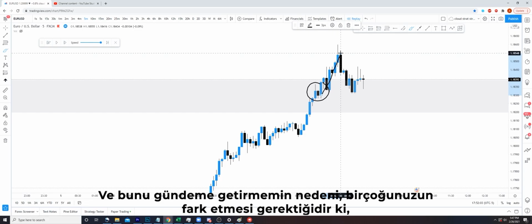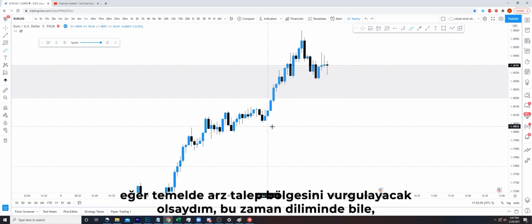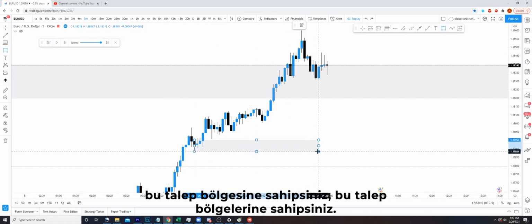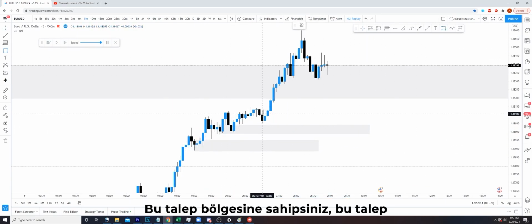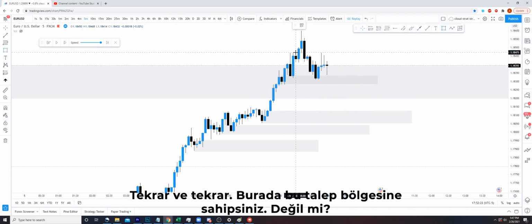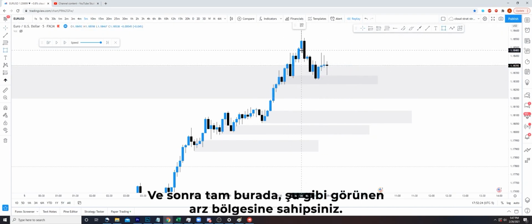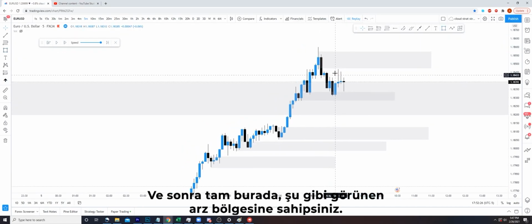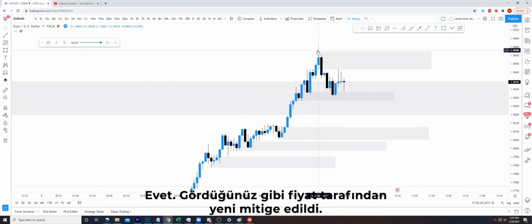And the reason I bring this up is because a lot of you need to recognize that if I was to basically highlight the supply and demand zones, even on this time frame, you have this demand zone, you have these demand zones, okay? You have this demand zone, you have this demand zone, okay? You have this demand zone, and so on and so forth, over and over again. And you have this demand zone here, right? And then you have this supply zone right here, which it looks like, yep. So as you can see, just got mitigated by price.